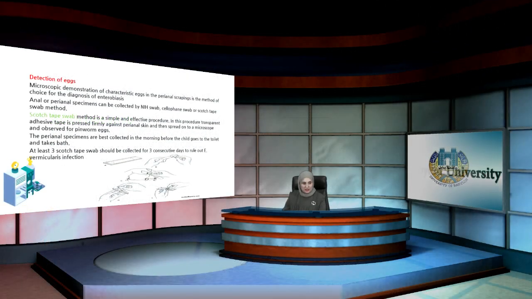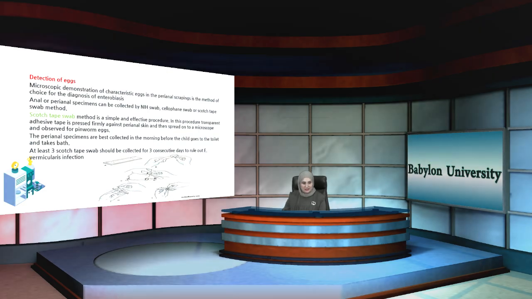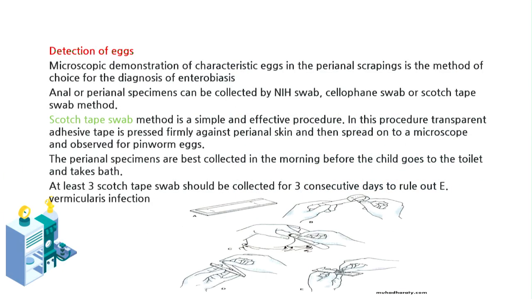So the detection of the eggs is usually by microscopic demonstration of eggs in the perineal scrubbing, the method of choice for diagnosis of Enterobius. And the anal or perineal specimen can be collected by an NIH swab, silicone swab, or Scotch tape swab method. The eggs can be transmitted through various means, including touching contaminated surfaces and through sexual contact.